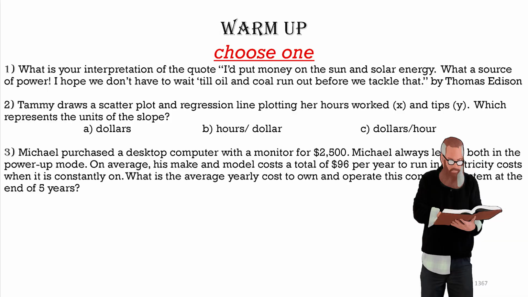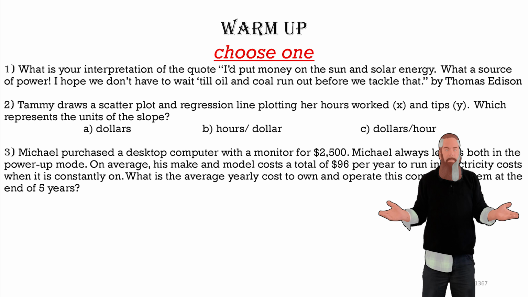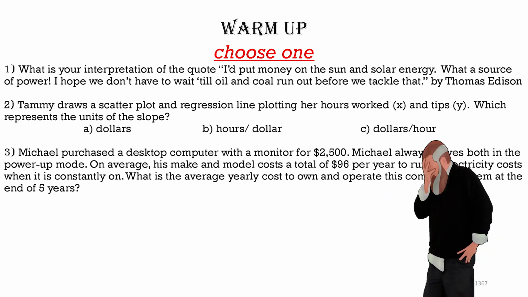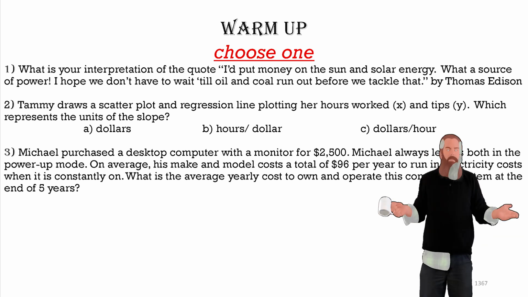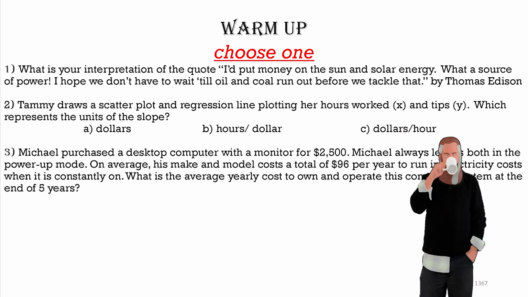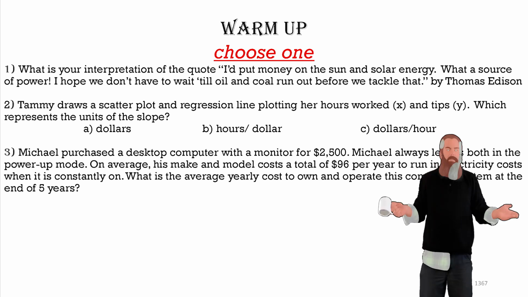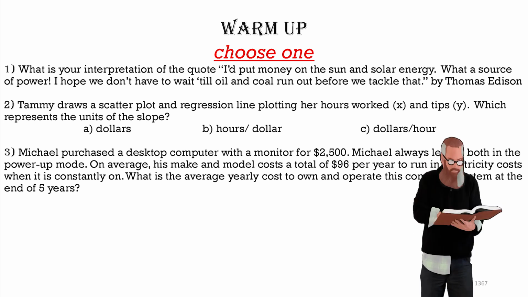Now let's take a look at a question that you will be able to answer by the end of this lesson. Michael purchased a desktop computer with a monitor for $2,500. Michael always leaves both in the power up mode. On average, his make and model costs a total of $96 per year to run in electricity costs when it is constantly on. What is the average yearly cost to own and operate this computer system at the end of 5 years?